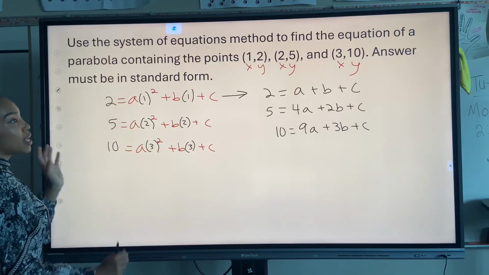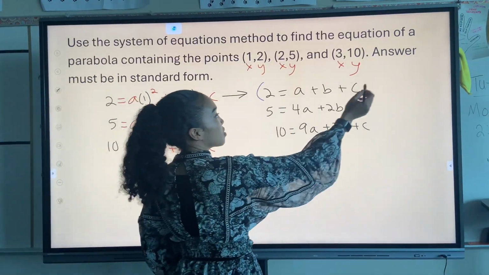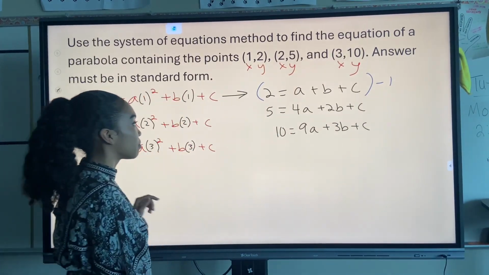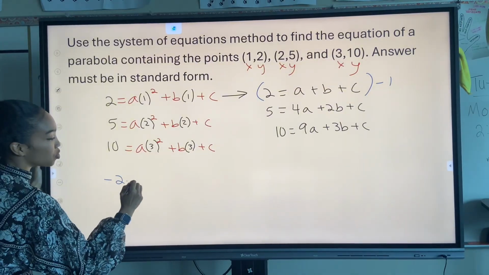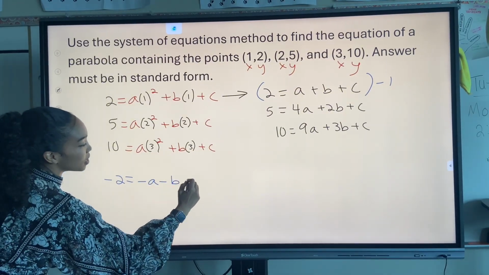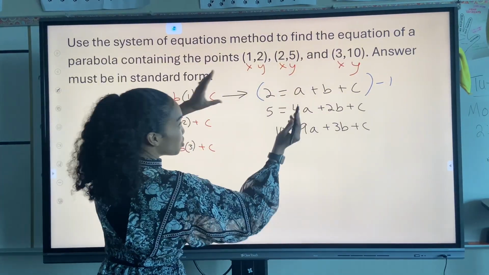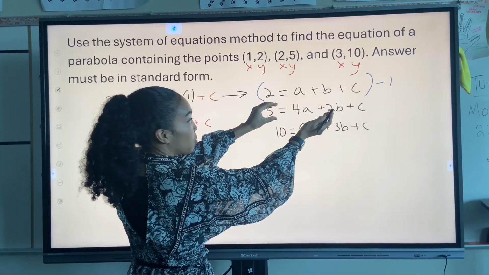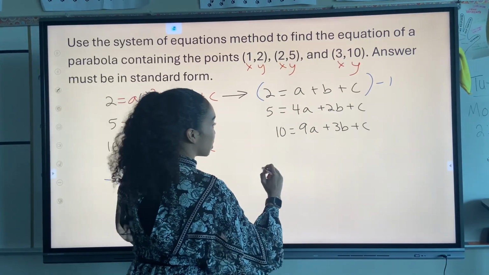Now I'm going to eliminate the c's. So I'm going to multiply this top equation by a -1. That will become -2 equals -a minus b minus c. I'm going to do this top one with the middle one and the top one with the bottom one.